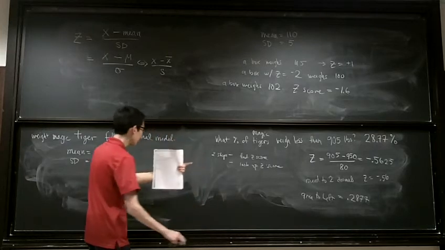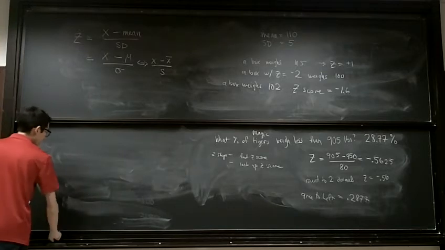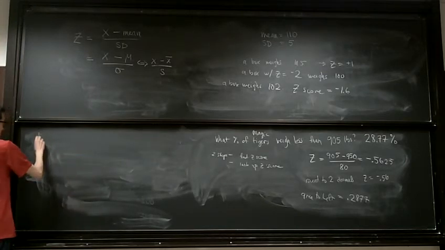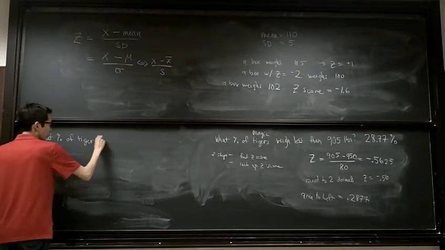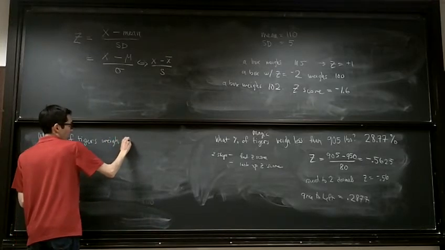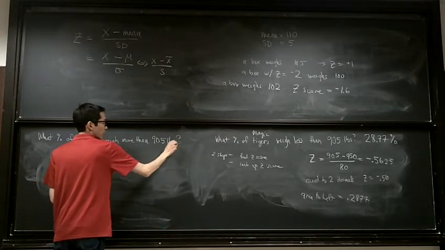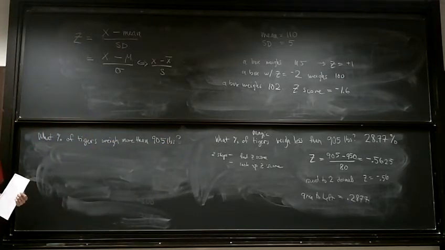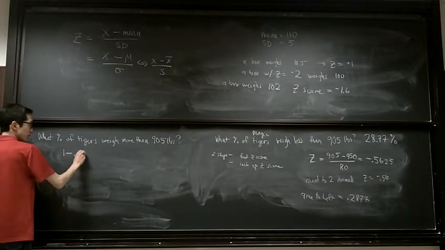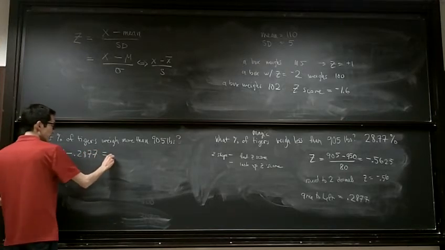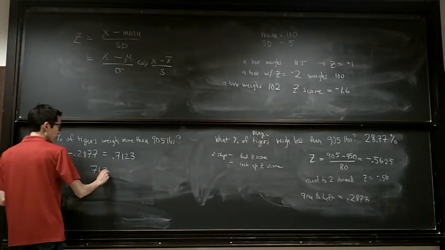Okay, that's actually a good point. I'm going to change the question just slightly, and you don't have to do a whole lot of math here. What percent of tigers weigh more than 905 pounds? Our answer to that is 1 minus 0.2877, and I get 0.7123, or 71.23%.